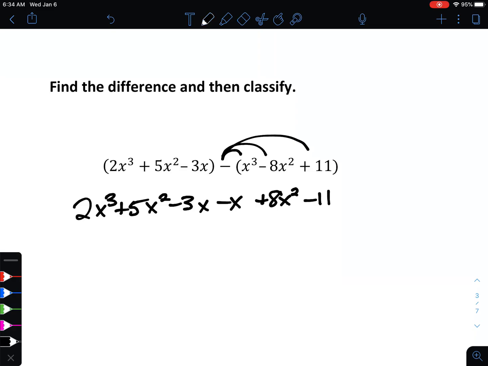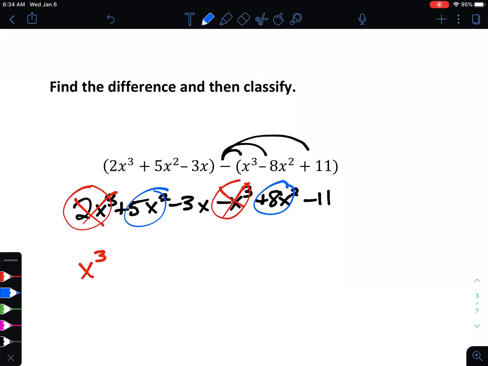Let me make sure I've got this written correctly. X to the third, there we go. Now it's just like addition. We're going to find our like terms. So our highest are x to the powers of 3. 2 minus 1 is just positive 1x to the power of 3. And then cross them off. So again, once you've done that first step, it's just like addition.